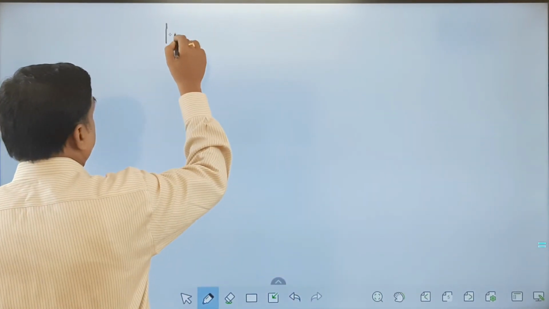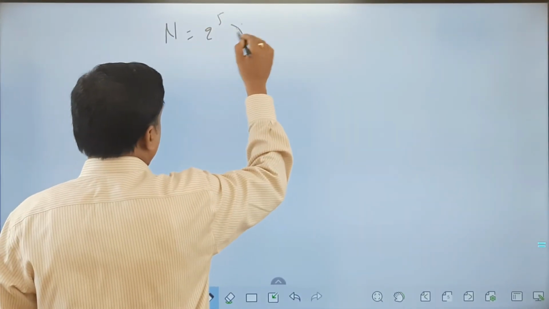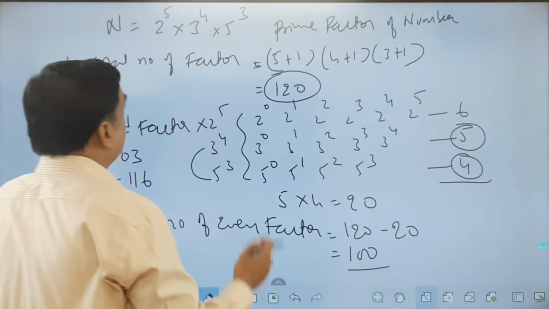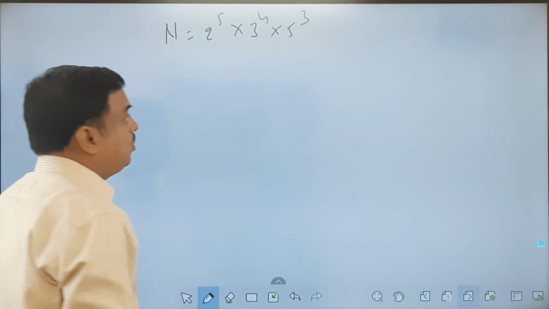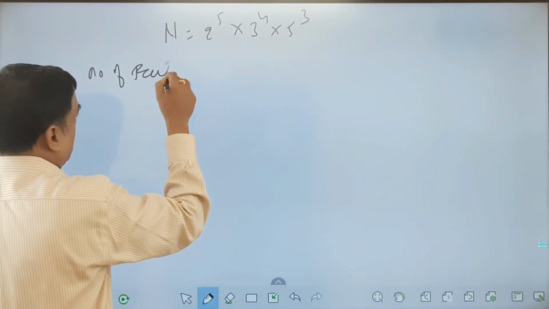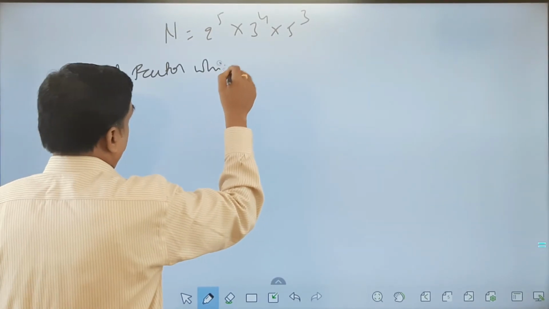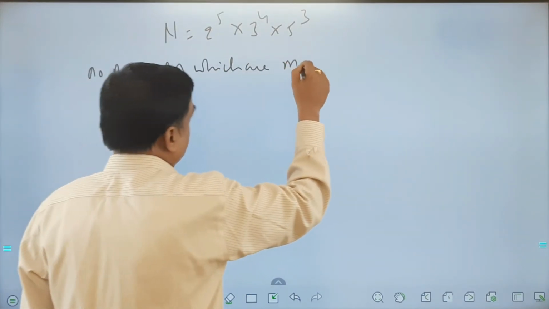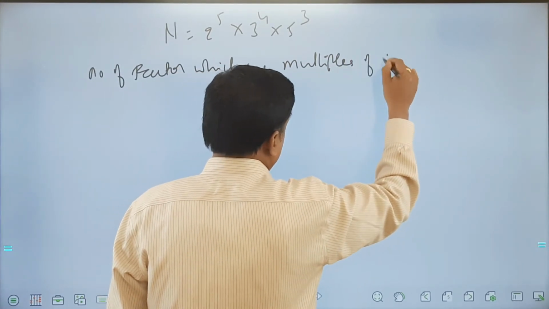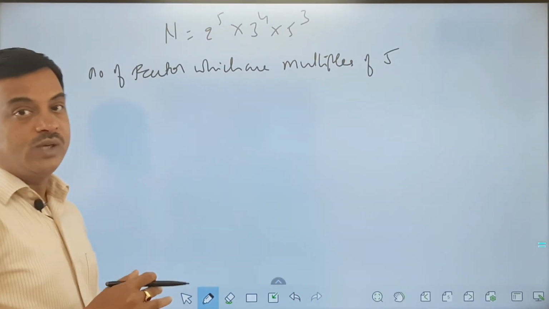Okay. So in continuation of this, I will take the next question. The given n is 2 to the power of 5, 3 to the power of 4 and 5 to the power of 3. And now we are trying to find the number of factors which are multiples of 5.